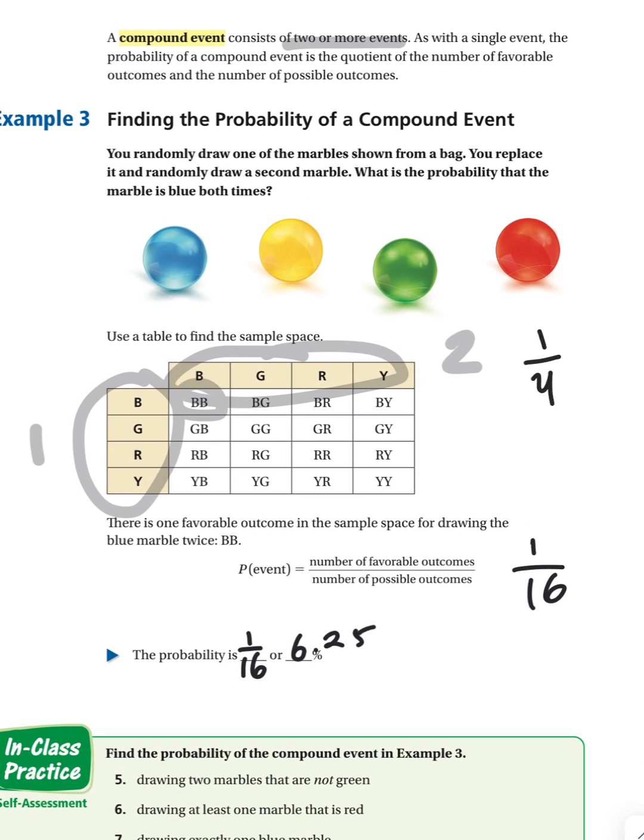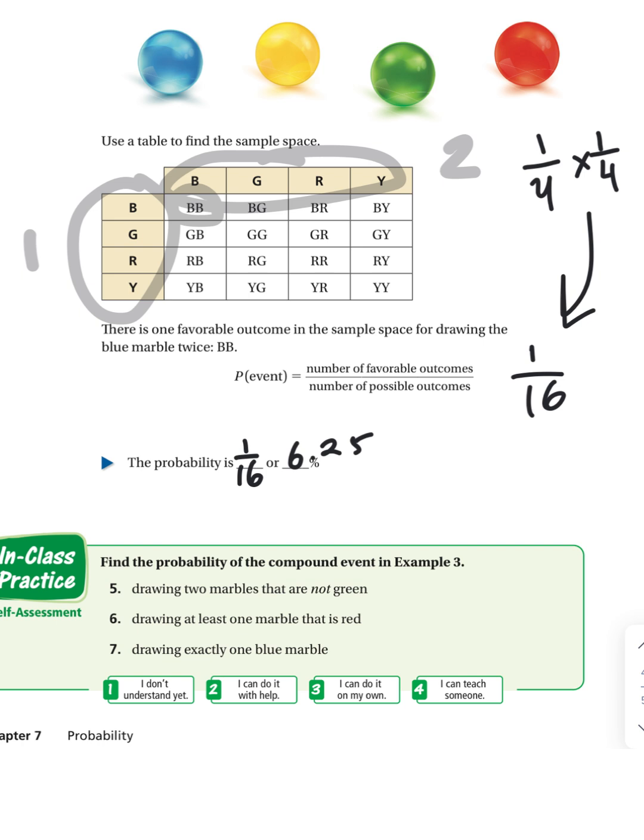Now, real quick, another way to do this, we know the probability the first time was 1/4. We know the probability the second time was also 1/4. So just like you can take the number of outcomes and multiply them to find the total number of outcomes, you can also take the probabilities and multiply those. So 1/4 times 1/4 would also give us 1/16. All right, pause the video, see if you can do these 3 at the bottom, and then play it back to see if you got it right.